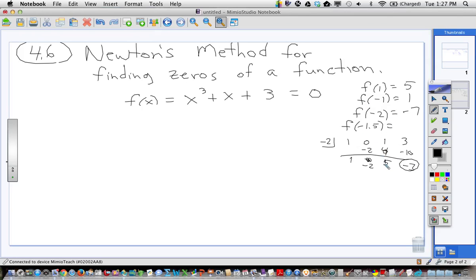So this is just guess and check. We know it's somewhere in here between -1 and -2. All right, so again, smart people thought there's got to be another way we can come up with this idea of finding the root. And they came up with this right here.